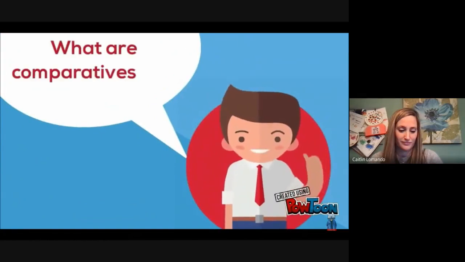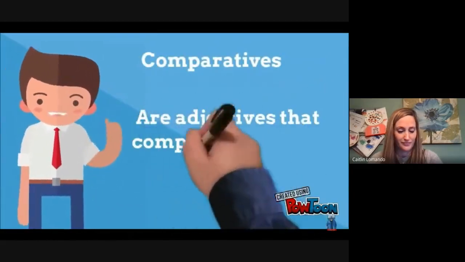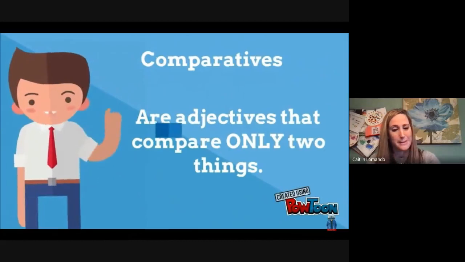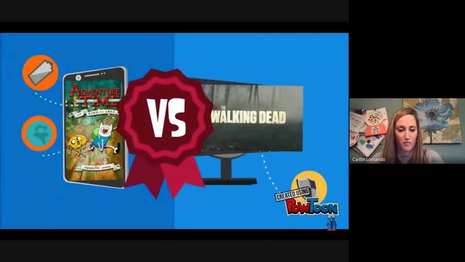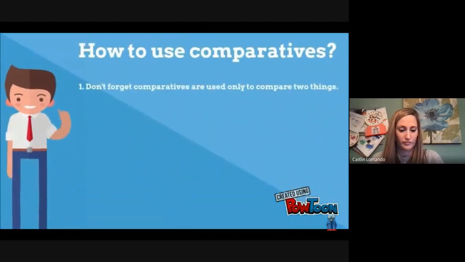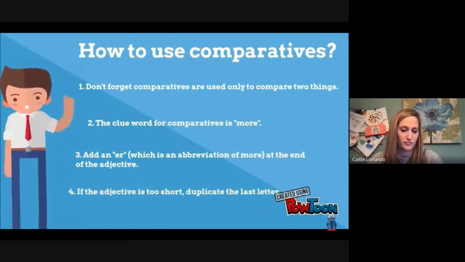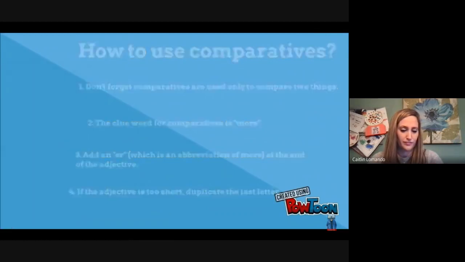What are comparatives and superlatives? Well, comparatives are adjectives that compare only two things. It's like comparing cartoons and TV series. How to use comparatives? First, don't forget comparatives are used only to compare two things. The clue word for comparatives is more. Add an er, which is an abbreviation of more, at the end of the adjective. And if the adjective is too short, just duplicate the last letter.